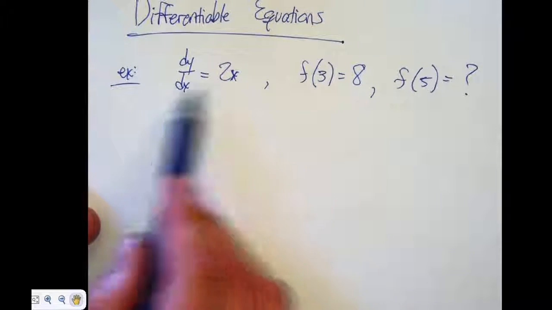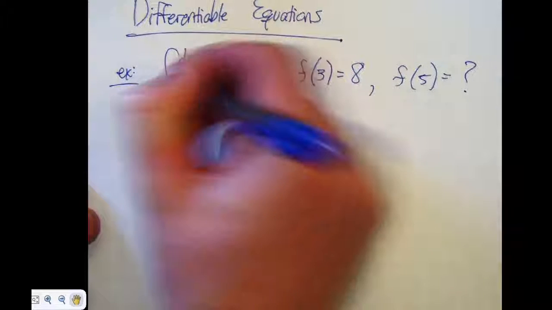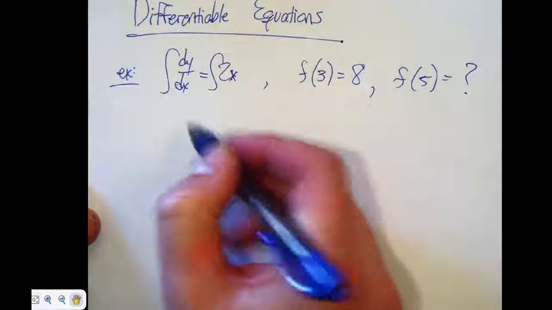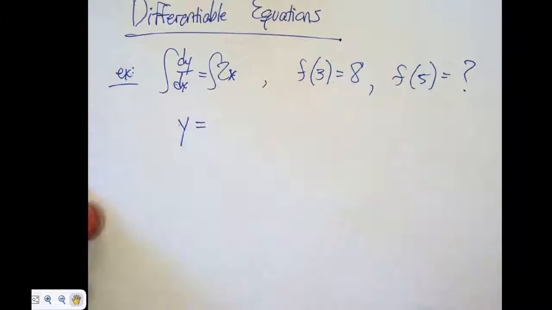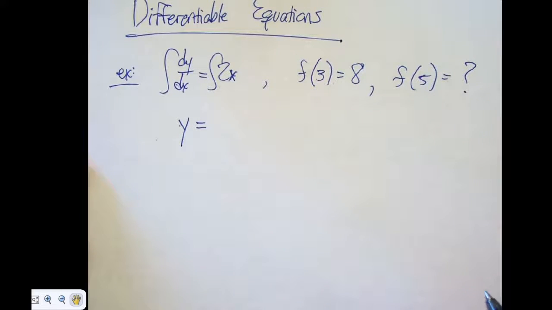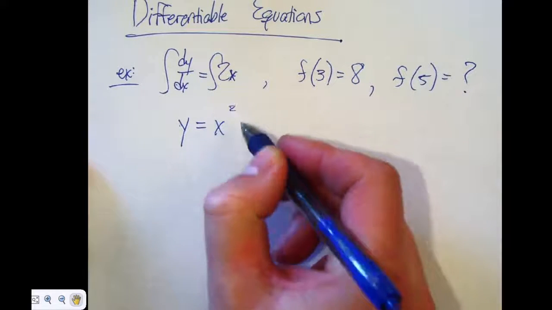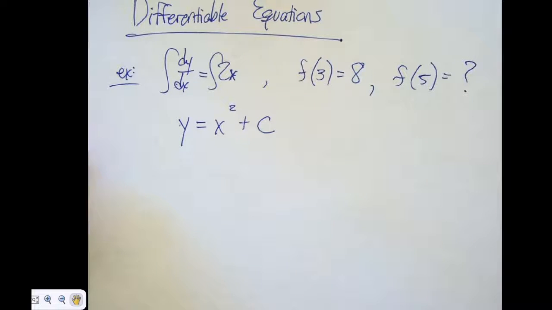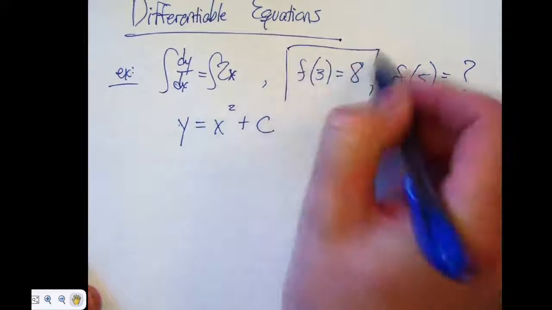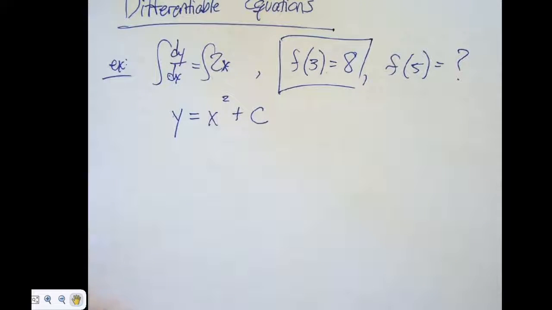So if I integrate both sides of this, what's the integral of dy dx? The original function, so I can call that y, right? Then what's the integral of 2x? x squared plus c, right? There are no boundaries, no limits, so that's a plus c. That could be x squared plus 10, x squared minus 30, x squared plus 5, or just x squared. So our job now is to use this information to find out what c is.